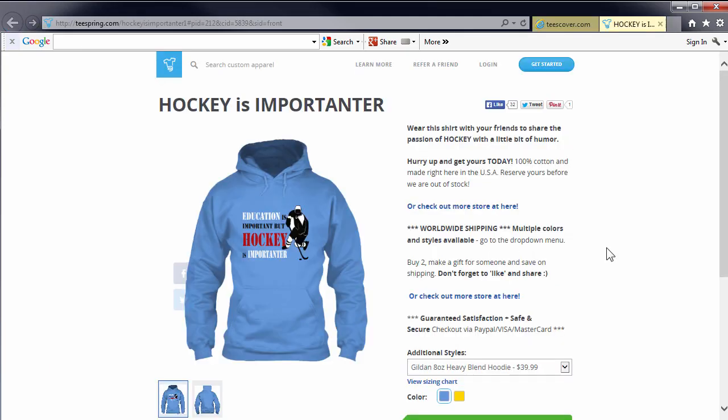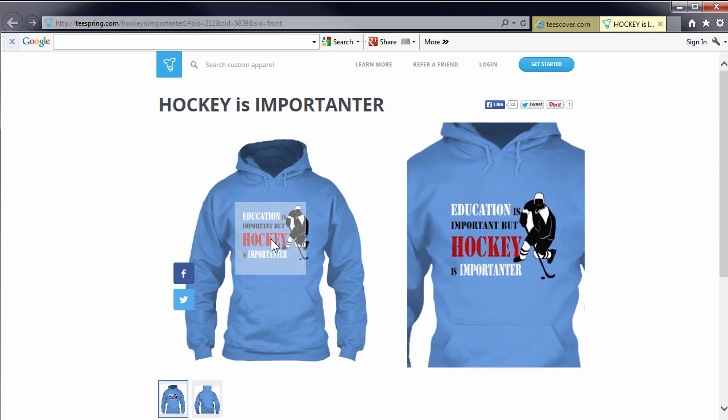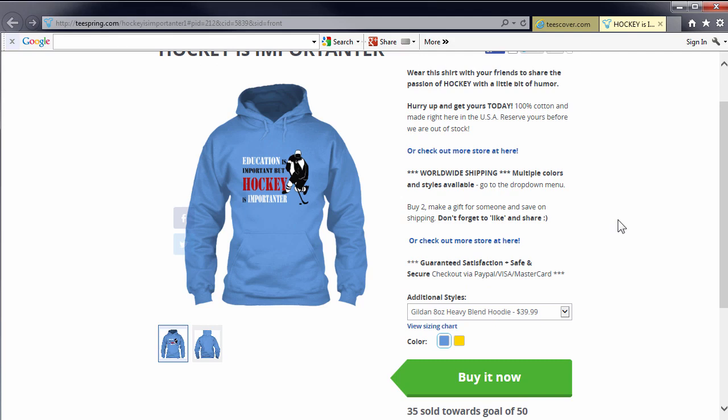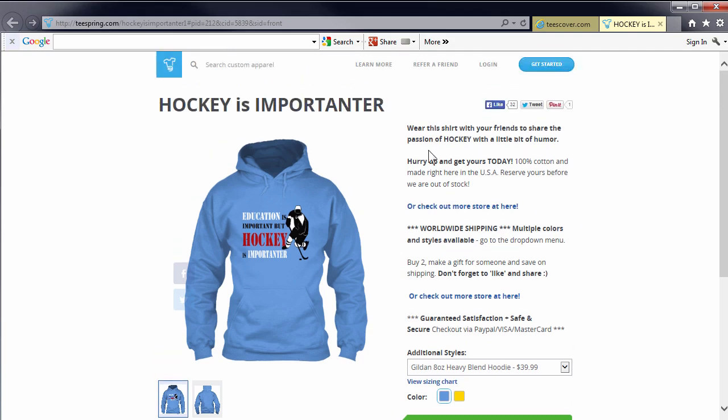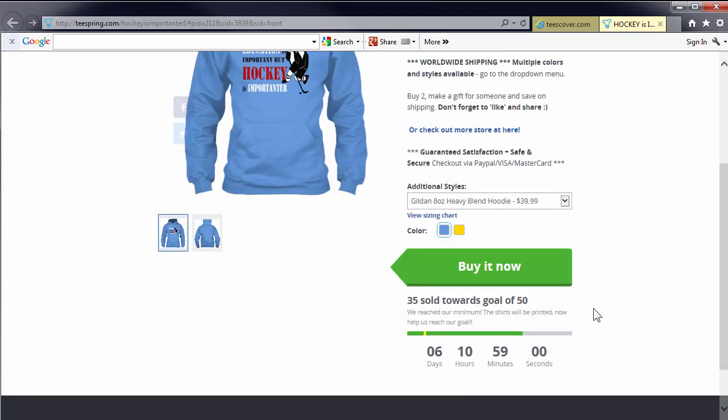Okay, here we are on a Teespring landing page for a live campaign. The design on this shirt says, education is important, but hockey is importanter. Now on this page, you can see the copy that the person wrote, and don't copy their copy. Use it for inspiration, but don't copy word for word. If I scroll down a little bit, you could see how long the campaign has till it ends. This campaign has 6 days to go. He already sold 35 shirts. Most campaigns are about 7 to 10 days, so this campaign is doing pretty good.